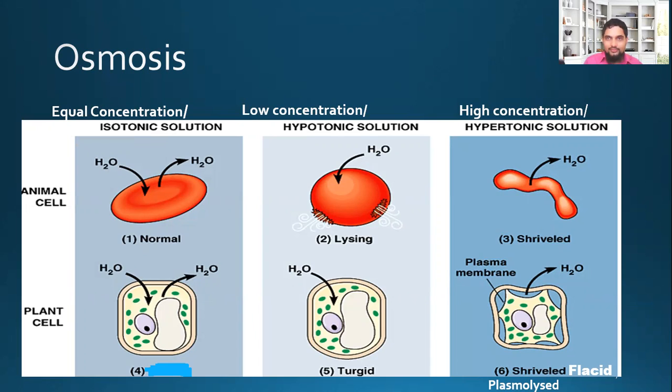So I hope with this short explanation, you understand the difference between isotonic, hypotonic, and hypertonic solution. Isotonic, equal concentration in and out. Hypotonic means you're placing the cell in a solution that is very dilute. Whereas in hypertonic, you're placing the cell in a solution that is very concentrated and has lots of salt or sugar molecules.